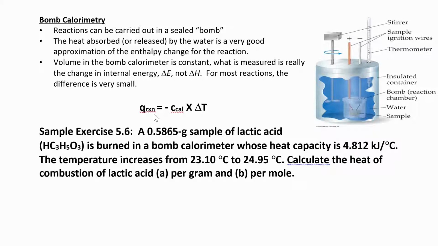So the Q of the reaction is negative C cal times delta T. This C cal is the calorimeter constant. It's specific for this calorimeter, and delta T is what you're going to measure. And then you can relate that to the Q of the reaction. You can express that Q, that heat of the reaction, per gram or per mole, or whatever you want to do. So let's look at one of these questions here.